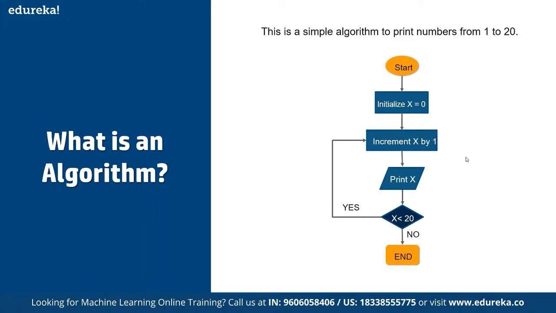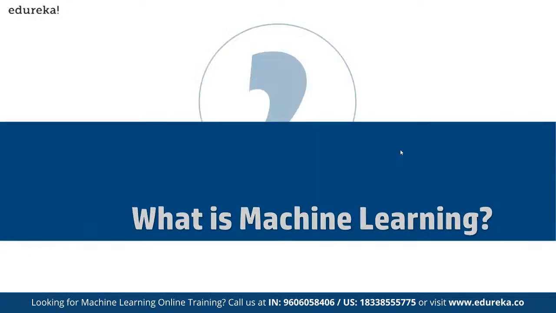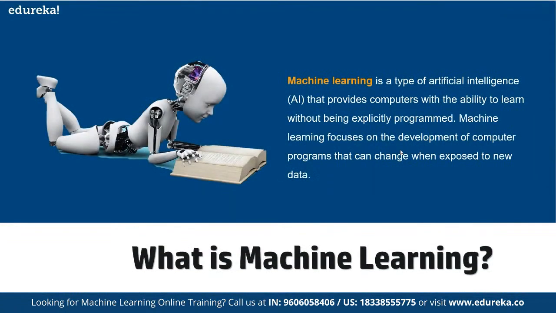All right. Next, we are going to discuss what exactly machine learning is. Machine learning is a type of artificial intelligence that provides computers with the ability to learn without being explicitly programmed. Machine learning focuses on the development of computer programs that can change when exposed to new data.